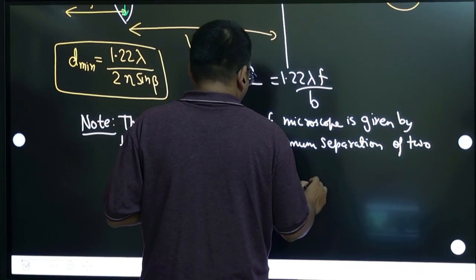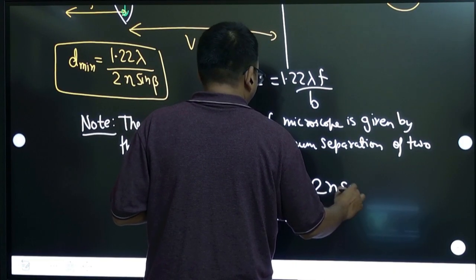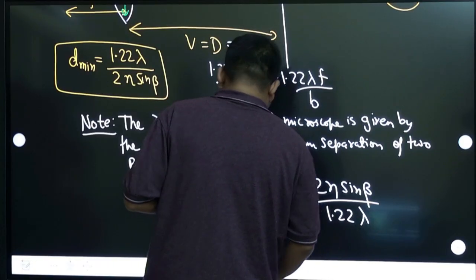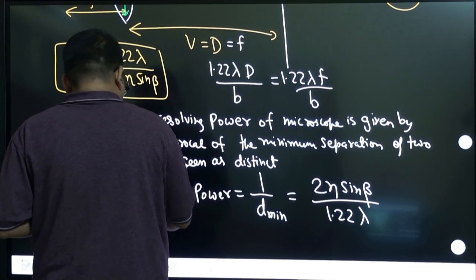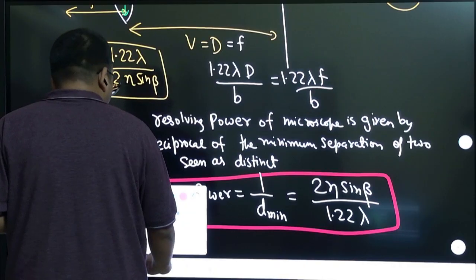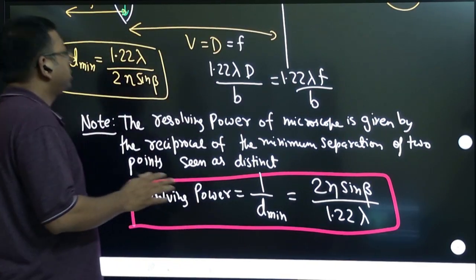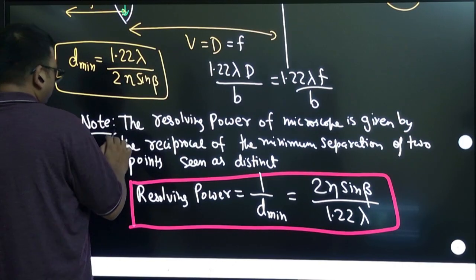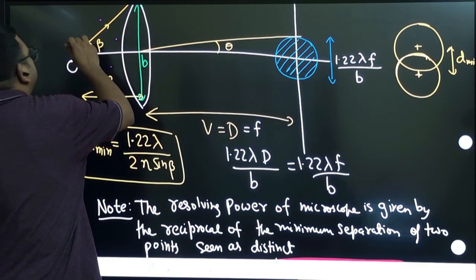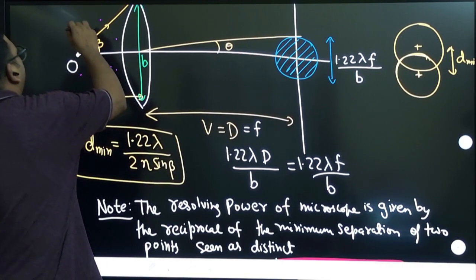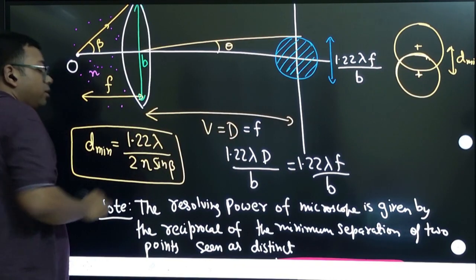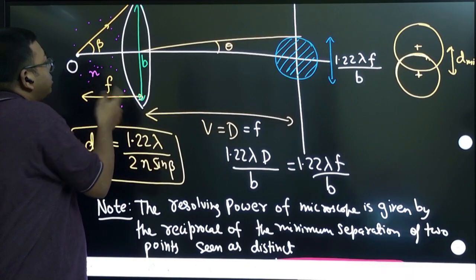So it will become 2n sine beta by 1.22 lambda. That's the formula for resolving power. So resolving power is more if the refractive index is more. I think this refractive index is nothing but the refractive index of the medium in which the lenses are there. Sometimes lenses can be kept in a medium of different refractive index. So this refractive index is n. Sometimes liquids of different media are used, so we can use that.